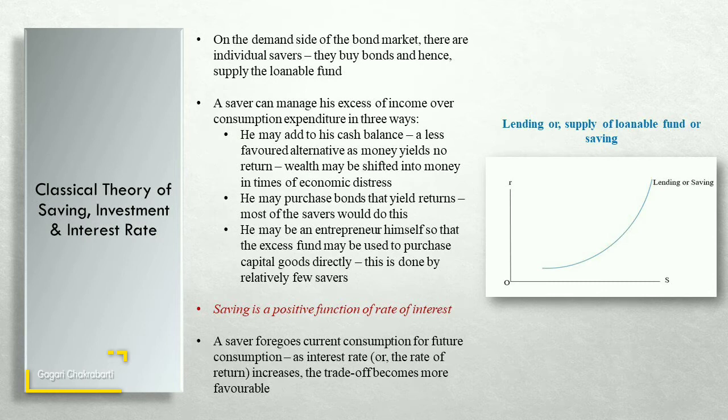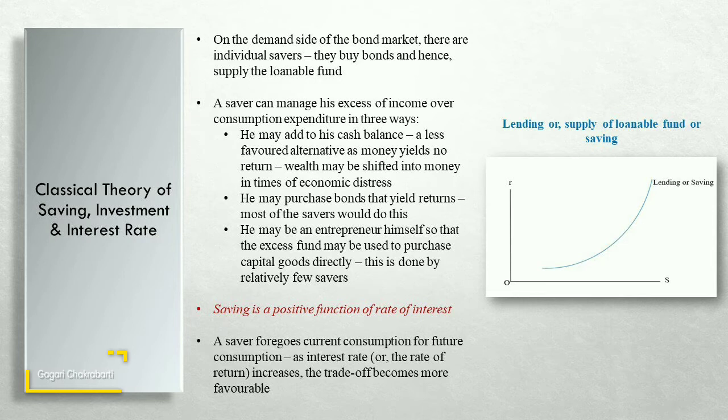On the demand side of the bond market, there are individual savers. They buy bonds and hence they supply the loanable fund. In the classical model or any other macro model, individuals will not usually spend their entire amount of income to purchase the consumer goods. Therefore, individuals will have some excess of income over consumption expenditure.